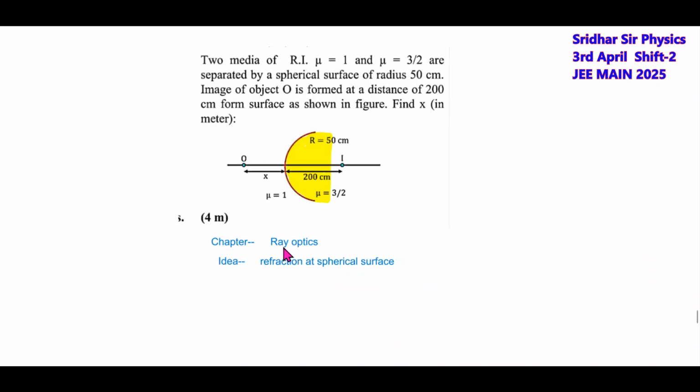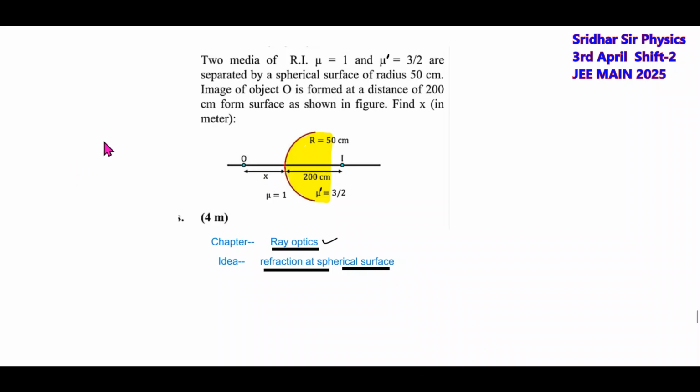Okay, kids, we have a question based on ray optics and refraction at a spherical surface. Chapter name: ray optics, refraction at spherical surface. The question: two media of refractive index mu equal to 1 and mu dash equal to 3 by 2 are separated by a spherical surface of radius 50 centimeter. Image of object O is formed at distance 200 centimeter. This is the image. Find the object distance x.